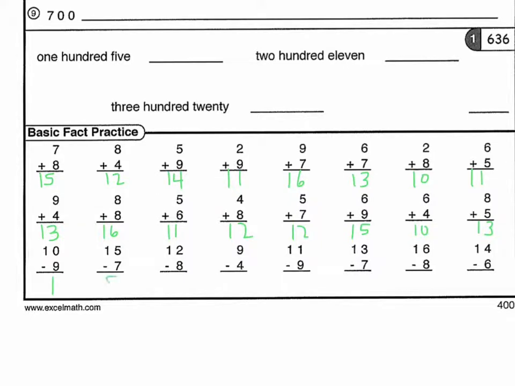15 minus 7 is 8. 12 minus 8 is 4. 9 minus 4 is 5. 11 minus 9 is 2. 13 minus 7 is 6. 16 minus 8 is 8. 14 minus 6 is also 8. All right, so that's it.